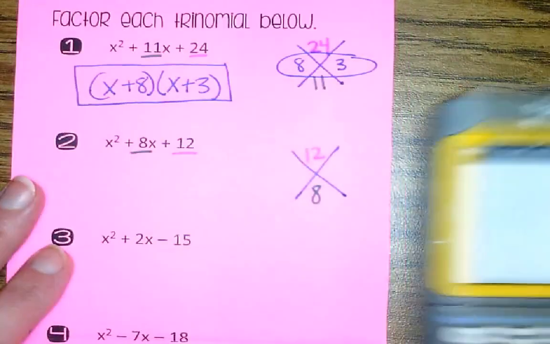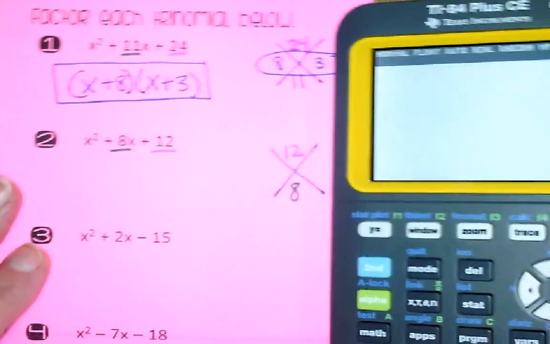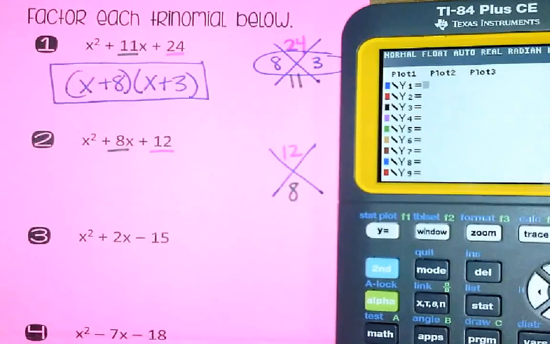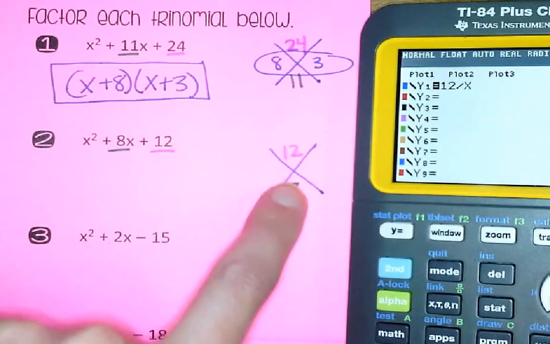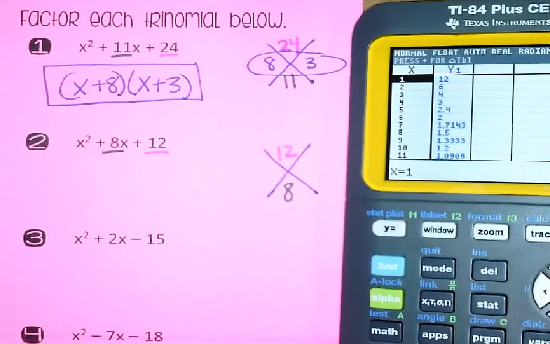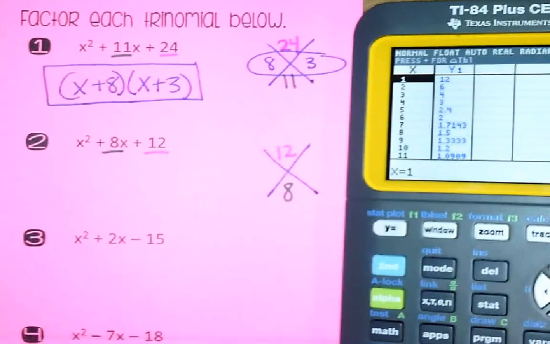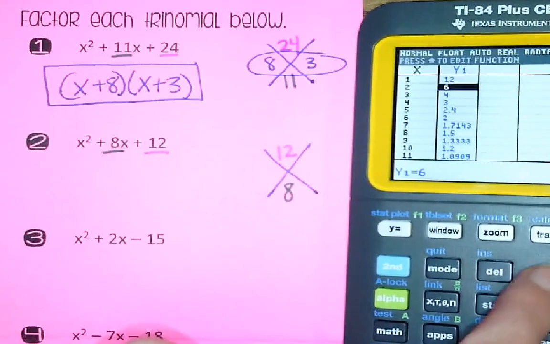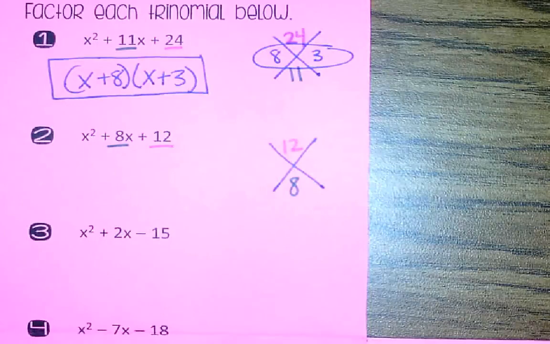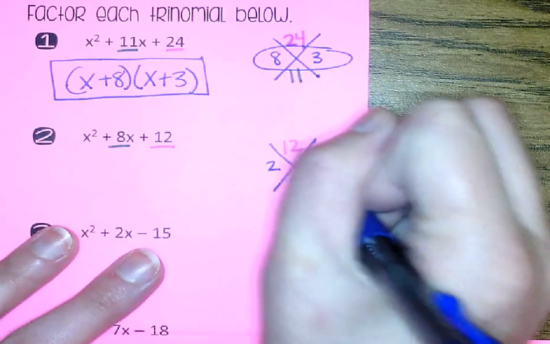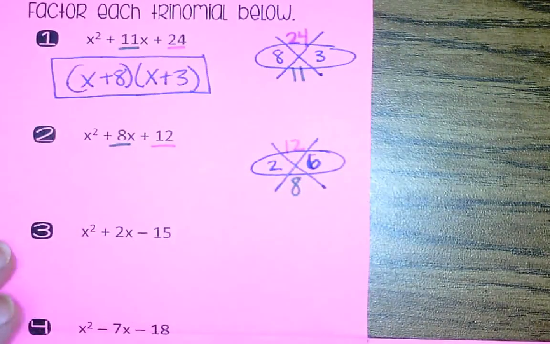So if you do not know, a great little trick for how to figure that out is you can go back to your y equals and you can type in 12 divided by your x. And when you go to your table, you are given a list of whole number pairs here. Okay, all of these numbers multiply to give you 12. And we want to find two whole numbers that also add up to 8. So yes, we can see that really quickly. That would be 2 and 6.